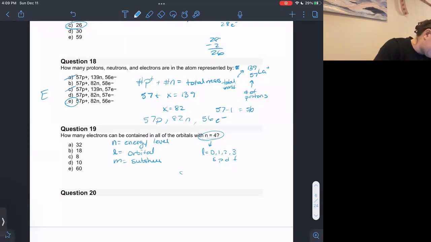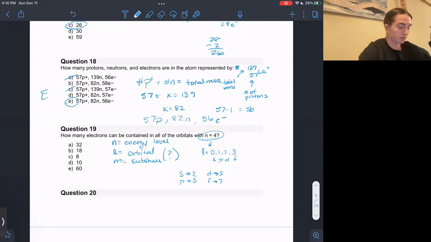So in my S, I have 2. In my P, I have 3. In my D, I have 5. And my F, I have 7 orbitals. I'm still confused on L and M. So I'm just going to give myself a question mark here. But I think I know that L is going to be related to 1, 2, 3, or 4 because L can only be n minus 1. And then the 0, 1, 2, and 3 corresponds to my s orbital.